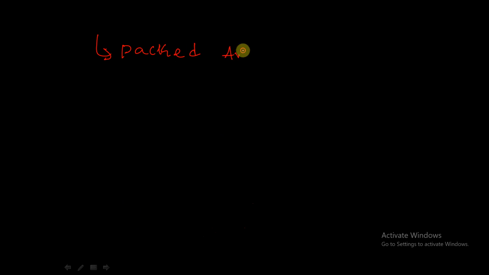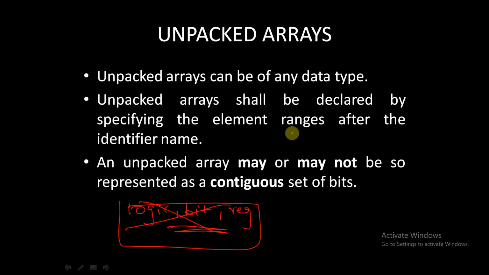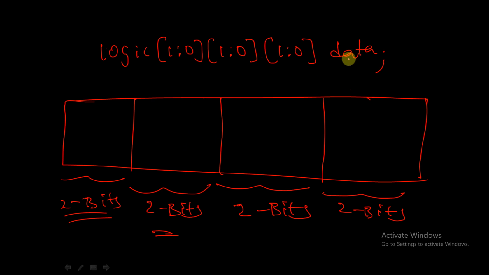In case of packed arrays, the size is declared before the identifier name, whereas in case of unpacked arrays, the size is declared after the identifier name. In this example also you can see this is the identifier name, and this is the size, so the size is declared before the identifier name only.